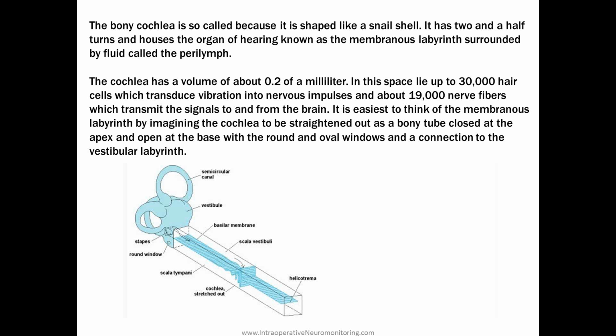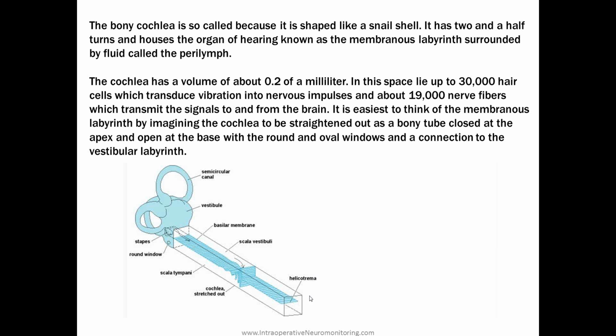It's easiest to think of the membranous labyrinth by imagining the cochlea straightened out as a bony tube closed at the apex and open at the base, with the round and oval windows and a connection to the vestibular labyrinth. So here we see these rings. These are the semicircular canals. That's more of your awareness to your horizon, your vestibular area. Here are the stapes and the other bones, your tympanic membrane out here, your oval window on top, round window on bottom, vibration of the oval window coming down the basilar membrane.